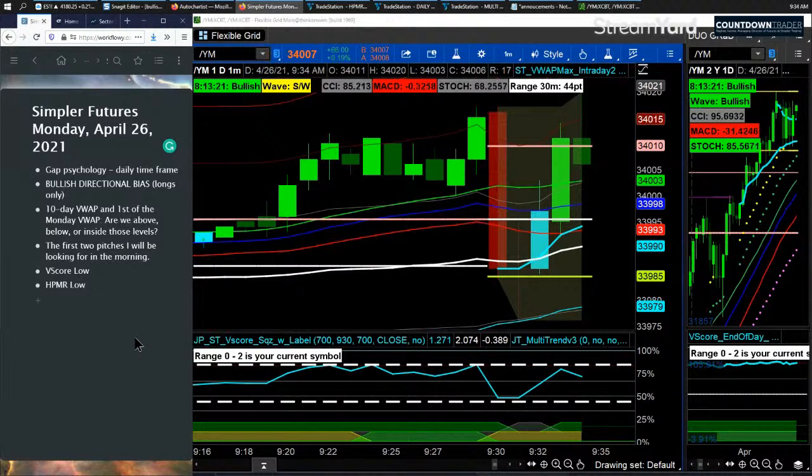All right, so the first two pitches I'll be looking for in the morning: V-score low, HPMR low, and then V-score low plus HPMR low.